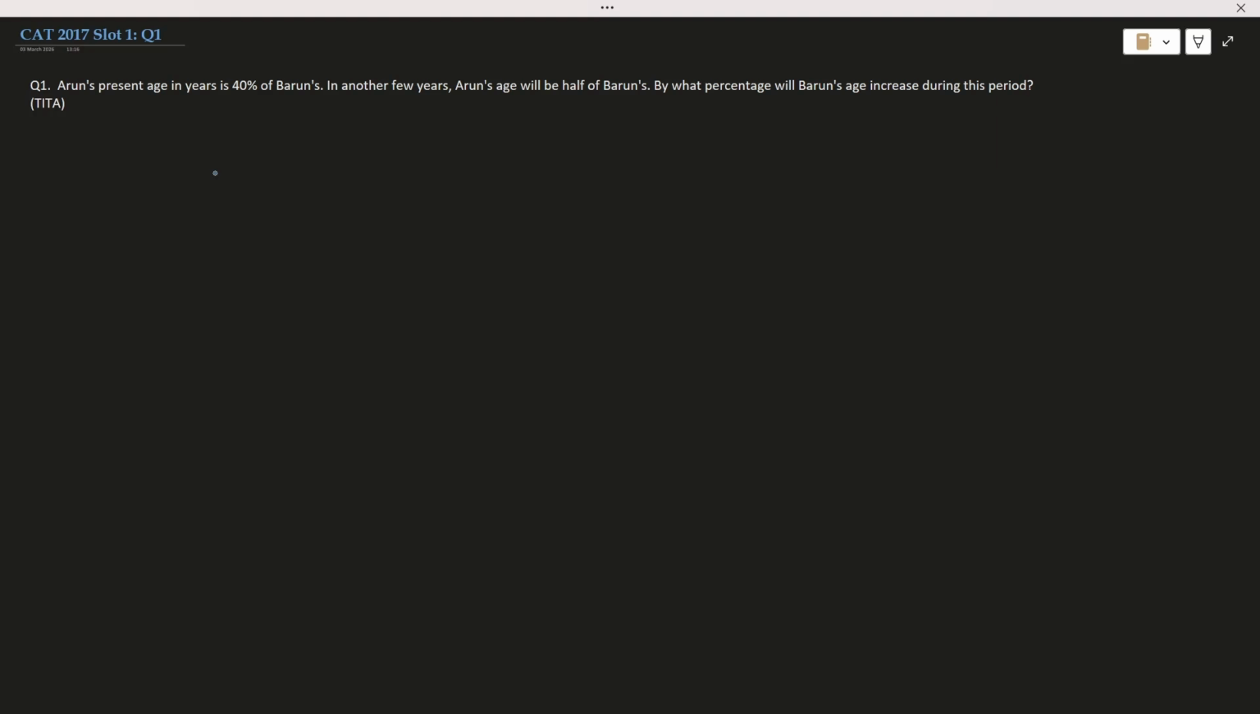The first question says that Arun's present age in years is 40% of Barun's. In another few years, Arun's age will be half of Barun's. So the first two sentences of this question are very important. Using these two sentences, we can derive the relation between Arun's age and Barun's age. Alright guys? And what is the final question? The final question is: by what percentage will Barun's age increase during this period?